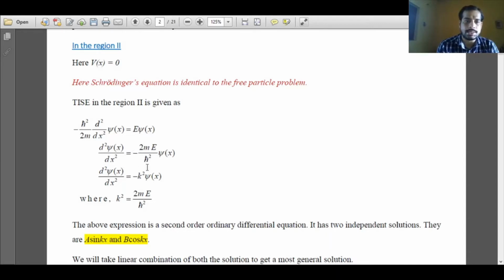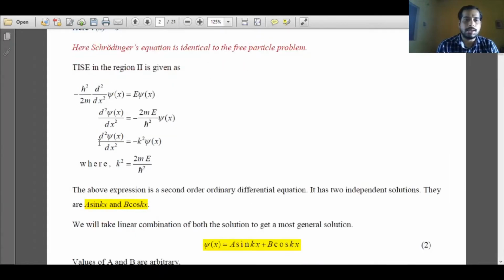In the right hand side of the expression we have 2mE over h bar square. All these terms are constant. I'll replace all these terms with k square. So my k square is equal to 2mE over h bar square. If I do that, I'll get a second order differential equation, and that is d square psi x over dx square is equal to minus k square psi x.